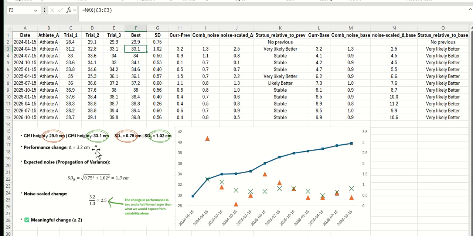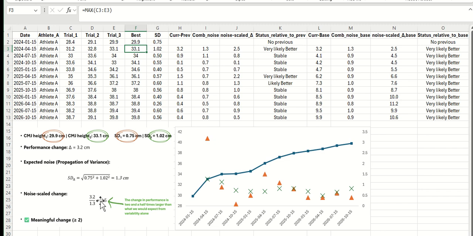But of course, whenever you test, there's always error. And in this example, we have two testing points, so two sets of error that we have to combine. And what we want to know then is, is that improvement greater than the error that we would expect to see, or the noise that we would expect to see, had there been no performance improvement in the athlete? And so we therefore have to combine the two sets of error, which are represented by the standard deviation from both sets. So what we do, which is called propagation of variance, is we square the two standard deviations, we add them together, and then we take the square root. So the error is 1.3 centimeters.